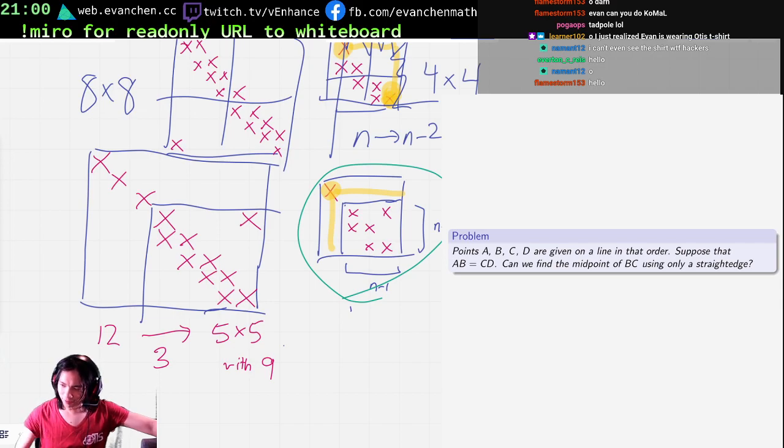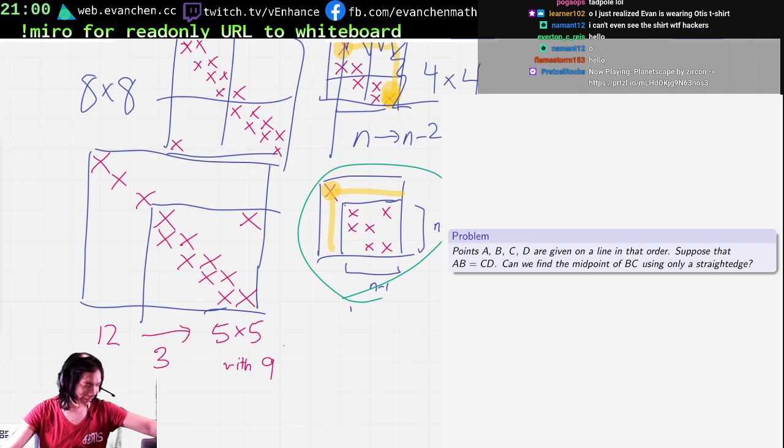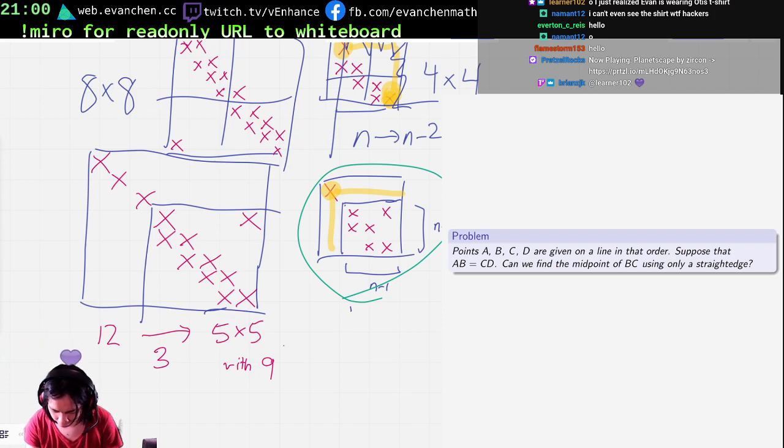Alright, welcome back. So, today we have... Oh, they're on the line! I think the last time I read this problem I thought they were just 4 general points and I was like, how the heck do you do this? Okay, yeah, we have 4 points on the line, and you have AB equals CD, and you want to get the midpoint of BC.